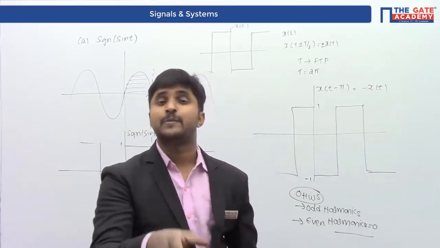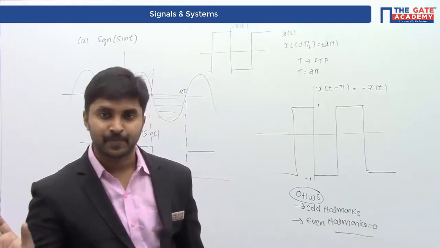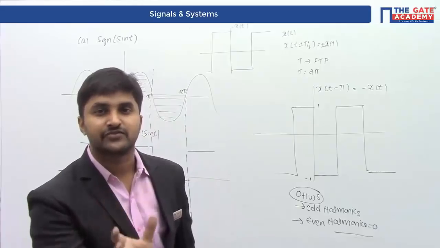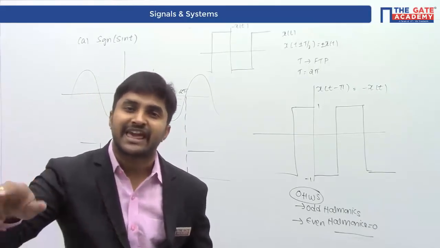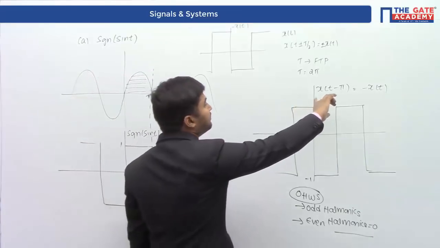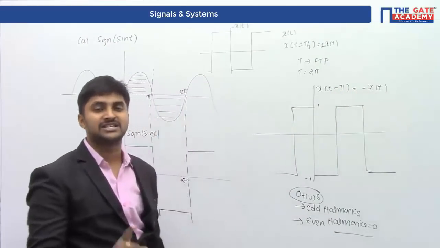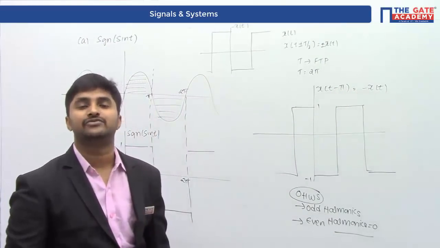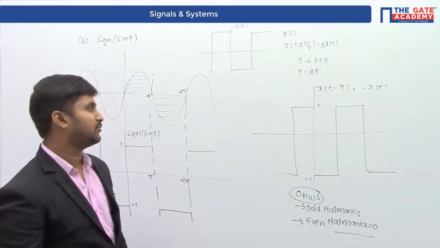60% of your questions will be based on the half-wave symmetry concept, and especially on odd half-wave symmetry. When it satisfies odd half-wave symmetry, when you shift the signal by half its time period, it will be equal to the negation of the signal, minus of x of t. It means the signal will only have odd harmonics, and it will not have any even harmonics.